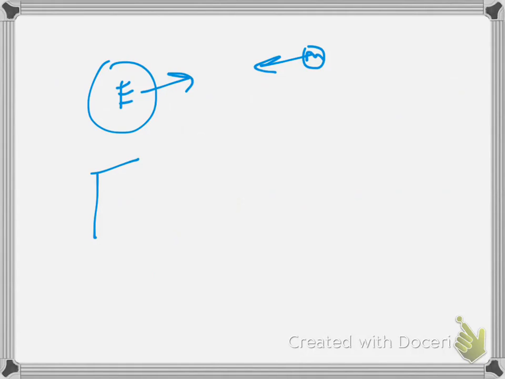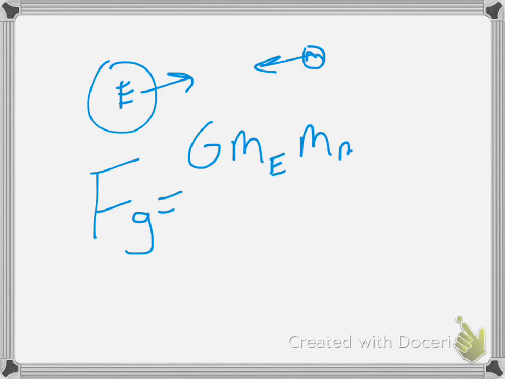Turns out that the equation is, the force of gravity is big G, I'll come back to that one in a second, times the mass of the Earth times the mass of the moon divided by the distance between them squared. And that R does not mean radius, it means separation. It's just the distance between them. Okay? So what is that big G? That big G is a constant. It's the universal gravitational constant.